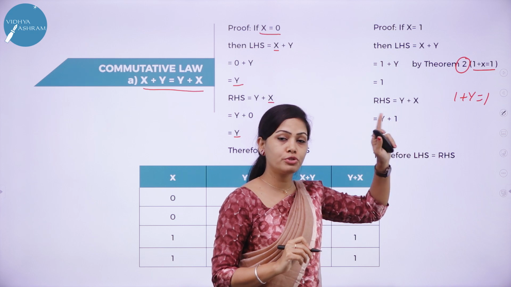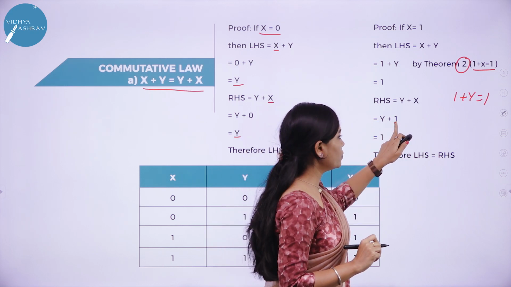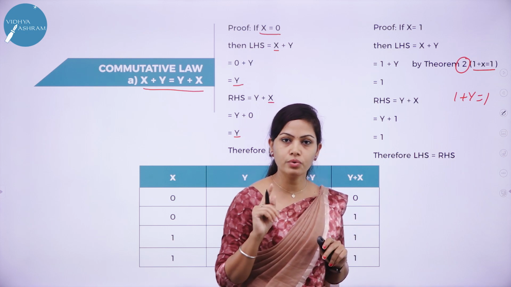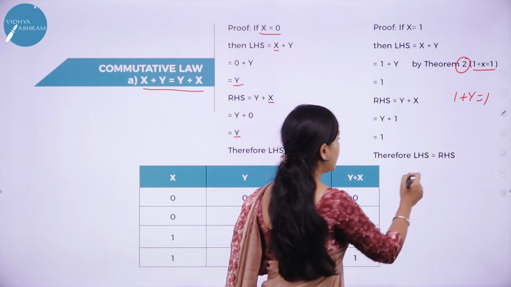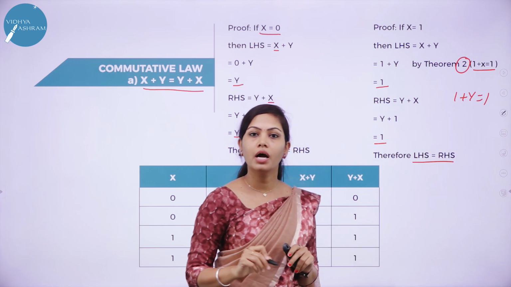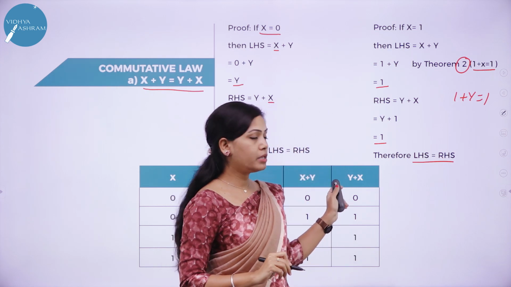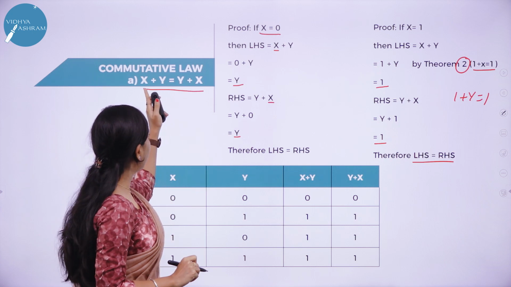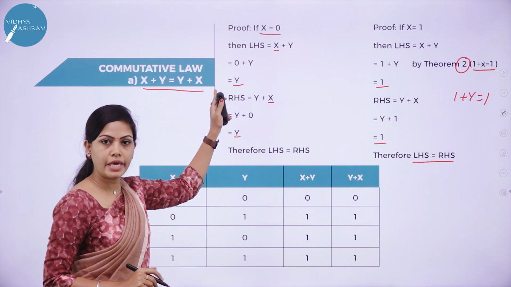y plus x, substitute the value of x, x is equal to 1. So, 1 plus y or y plus 1 is equal to 1 only. So, LHS is equal to RHS. The truth table for this theorem is x, y and x plus y and y plus x.